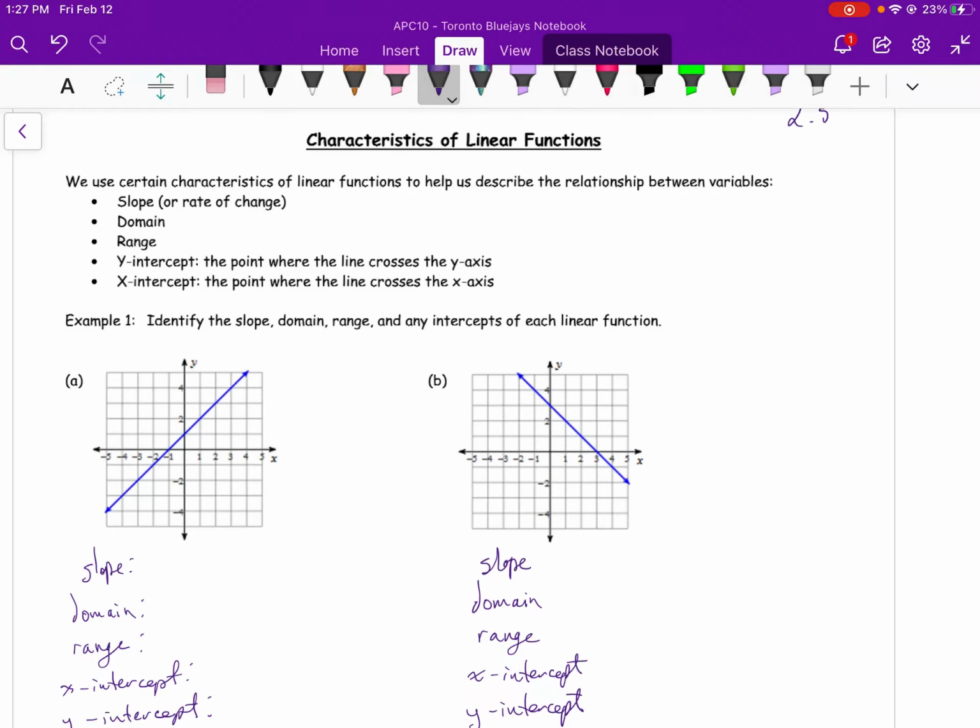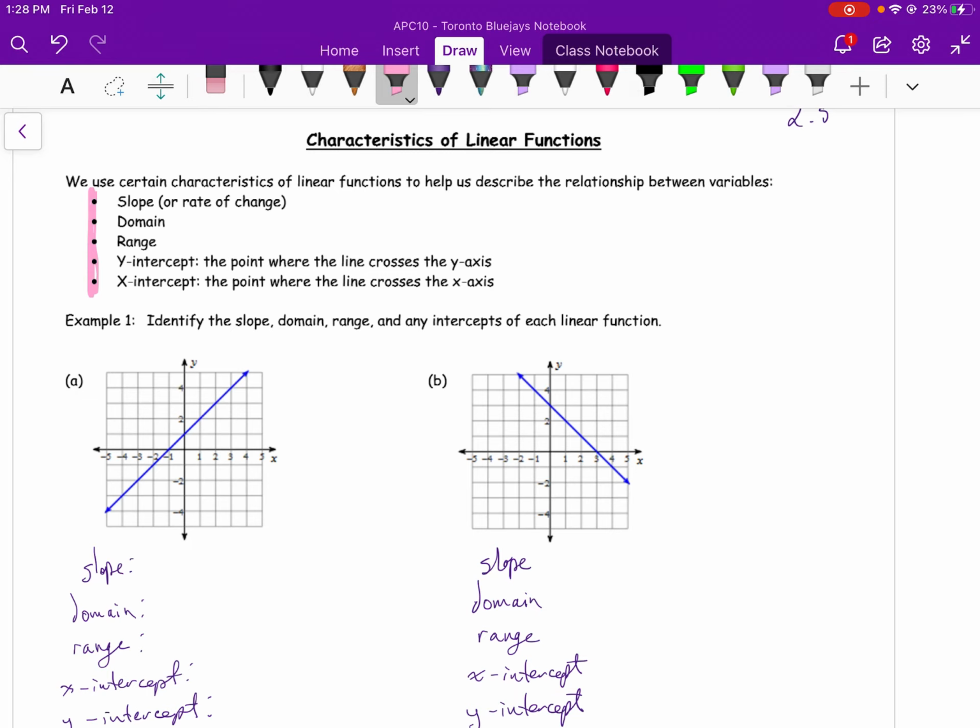All right, today we're going to talk about characteristics of linear functions. We use certain characteristics of linear functions to help us describe the relationship between variables. And in fact, it's really important that you learn, or become very aware of, these characteristics. These characteristics really help us to define any function, or specifically linear functions as well.